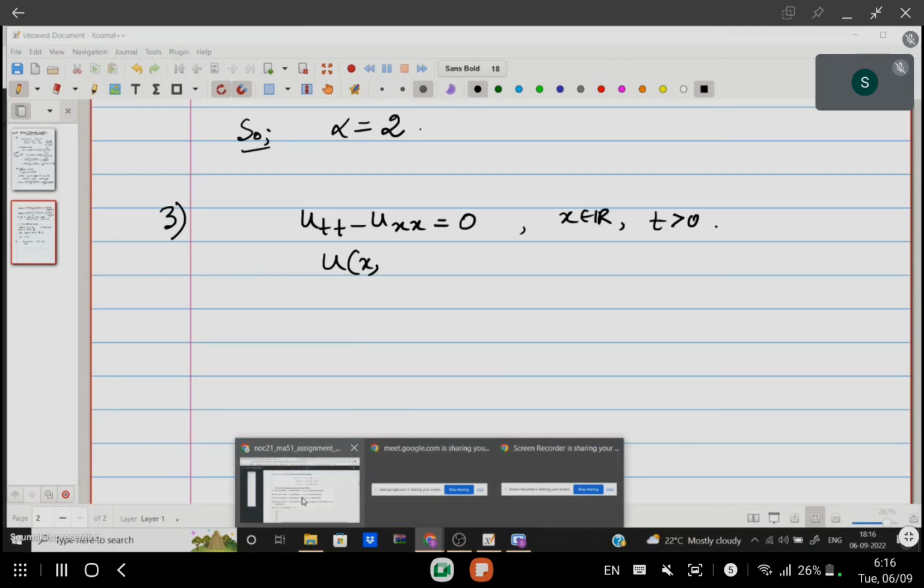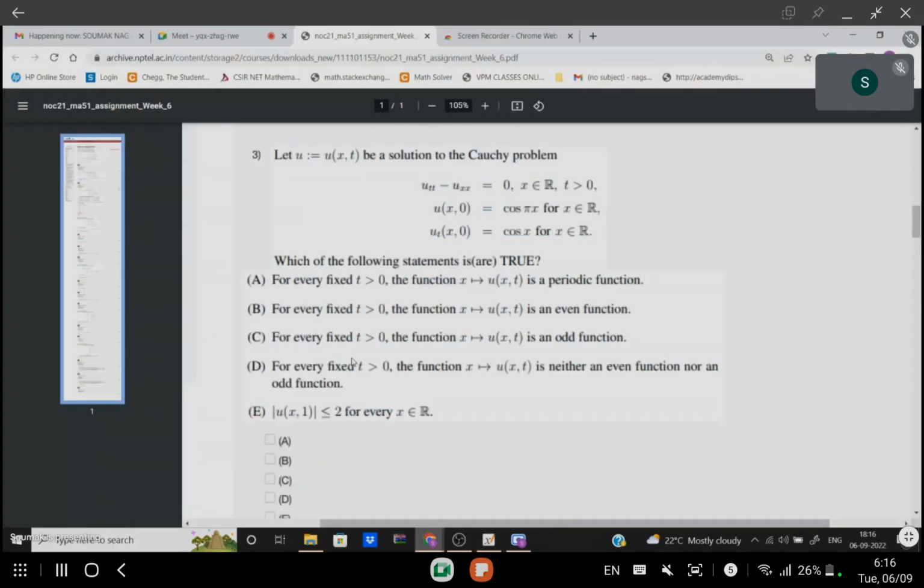The question is: let u be the solution of this Cauchy problem, u_tt minus u_xx equal to 0, where x is in R and t is positive, with the initial conditions u(x,0) = cos(pi x) for x in R, and u_t(x,0) = cos x for x in R. Then which of the following statements is true? I will verify the first statement: for every fixed t, the function x goes to u(x,t) is a periodic function or not.